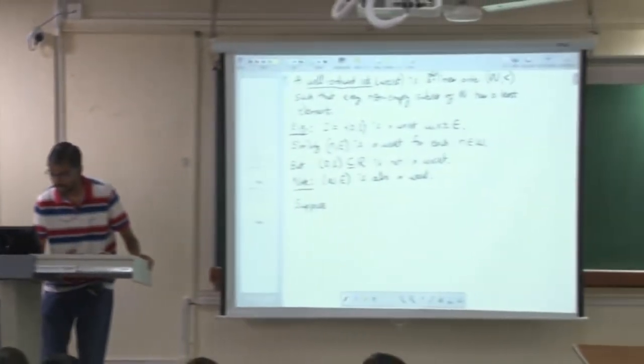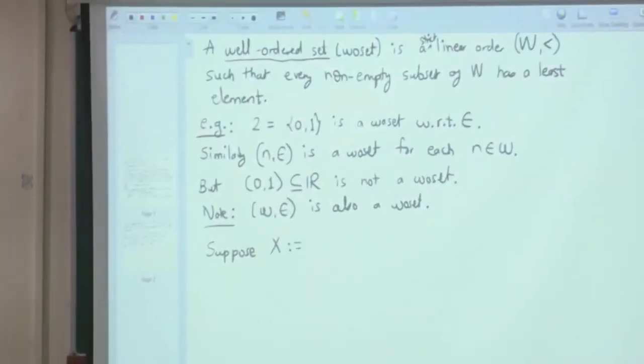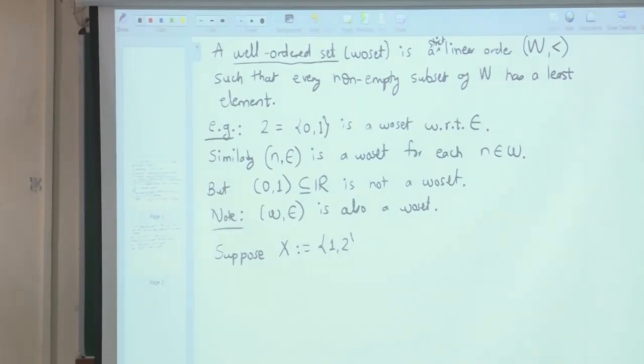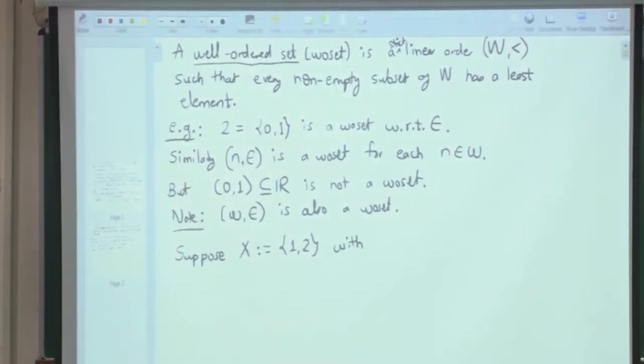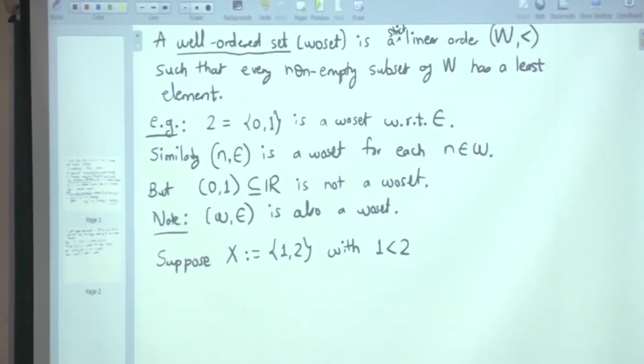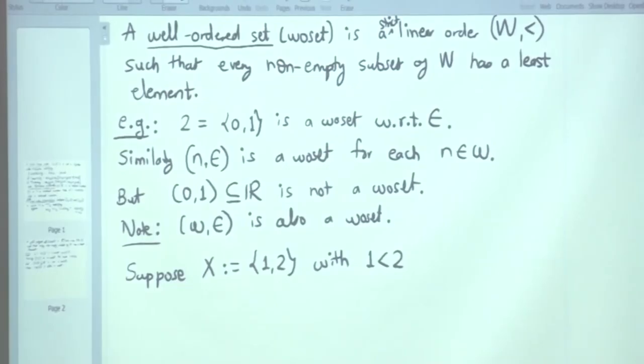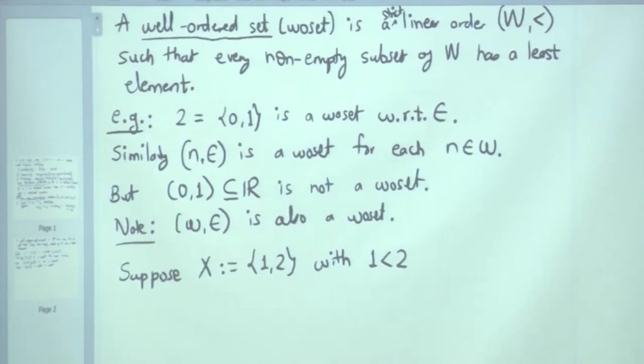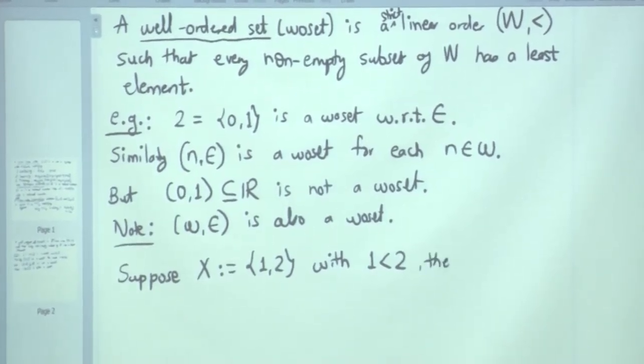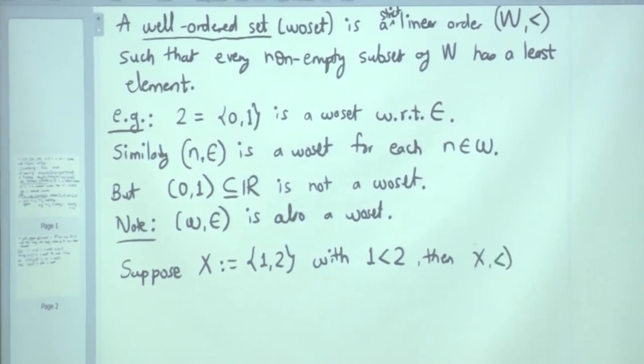Okay, I am also going to give you that suppose X is equal to {1, 2}, with 1 less than 2 as the relation. So this is our less than relationship. Then is X well-ordered? Then (X, less than) is a WOSET.